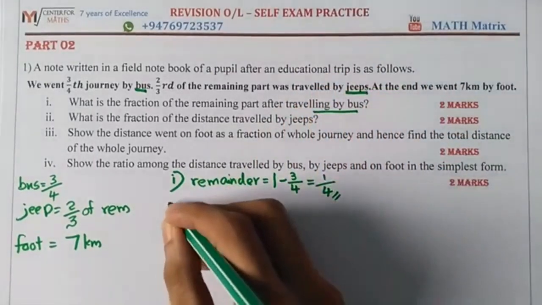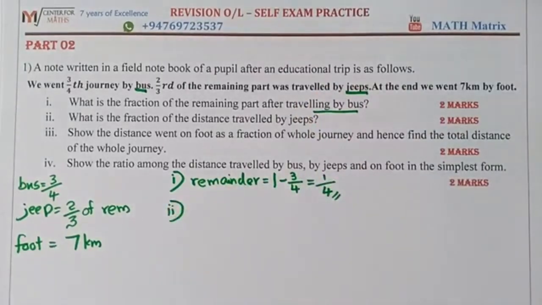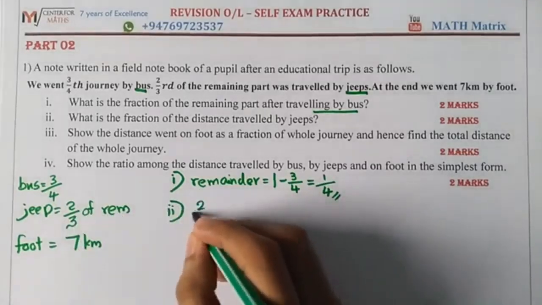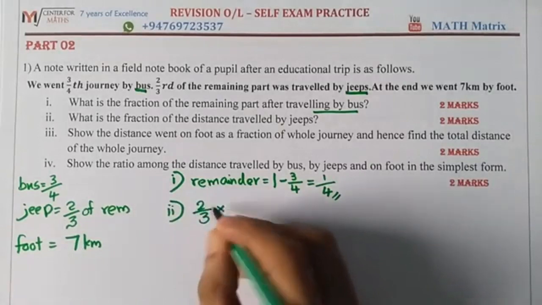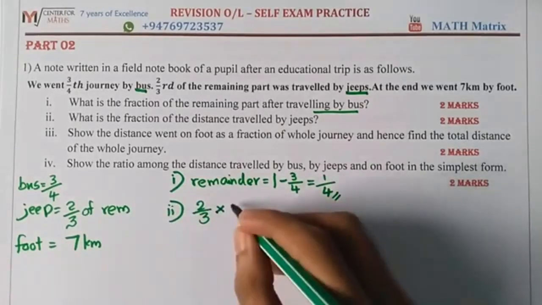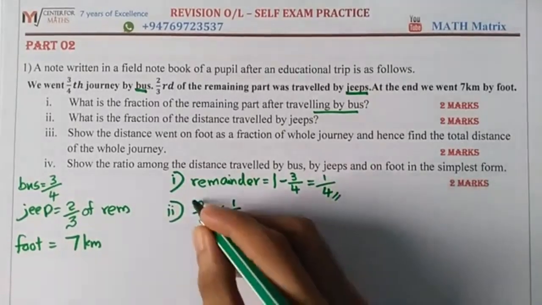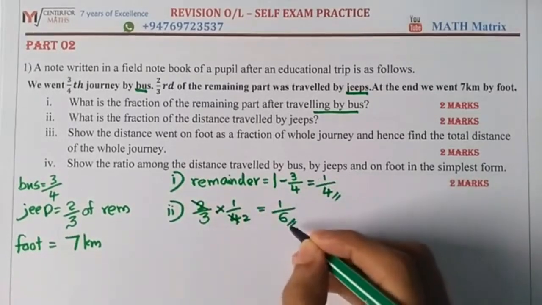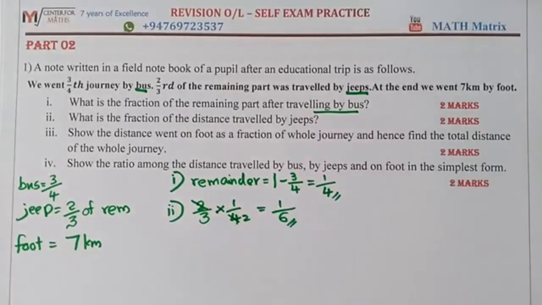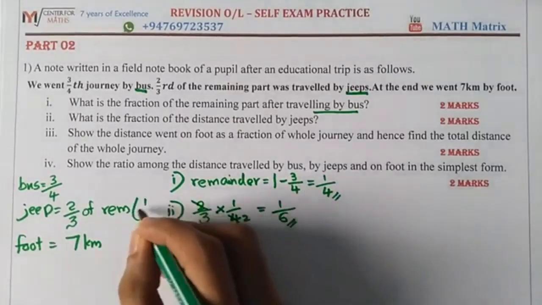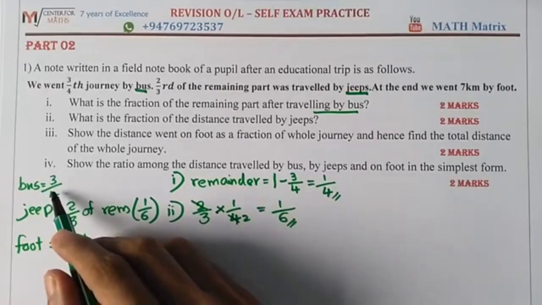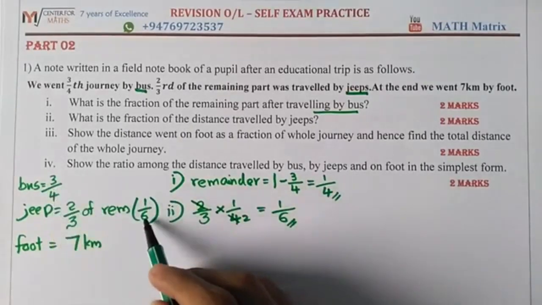And now the second question. What is the fraction of the distance traveled by jeep? So how to find that? Here they have given 2/3 of the remainder. 2/3 of means multiplied by the remainder. Already we found that the remainder is 1/4. Now we can simplify this easily. 2 and 4, if we cancel 2, then 1/3, 2 threes are 6. So 1/6. So they have traveled 1/6 by jeep. And the exact fraction of bus is 3/4 and by jeep is 1/6.